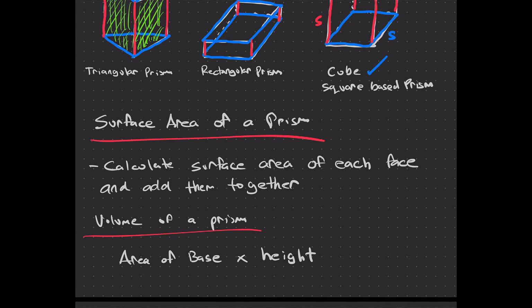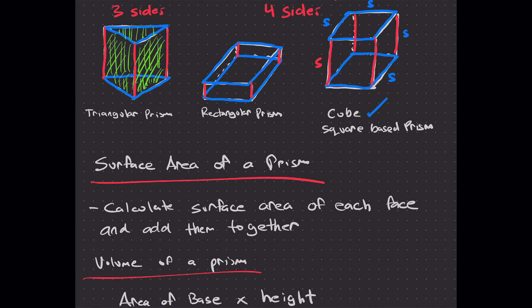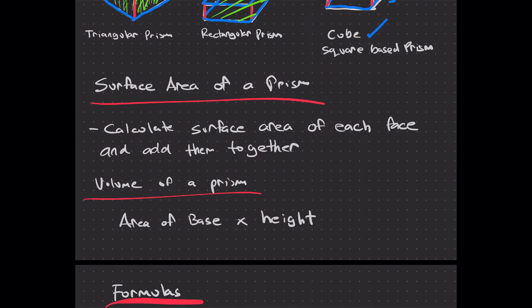And the next one is calculating the volume of a prism. And to do that, all we're going to do is determine the area of this base, and then we're going to multiply the area of the base times the height. So this one is just the area of the base times the height.